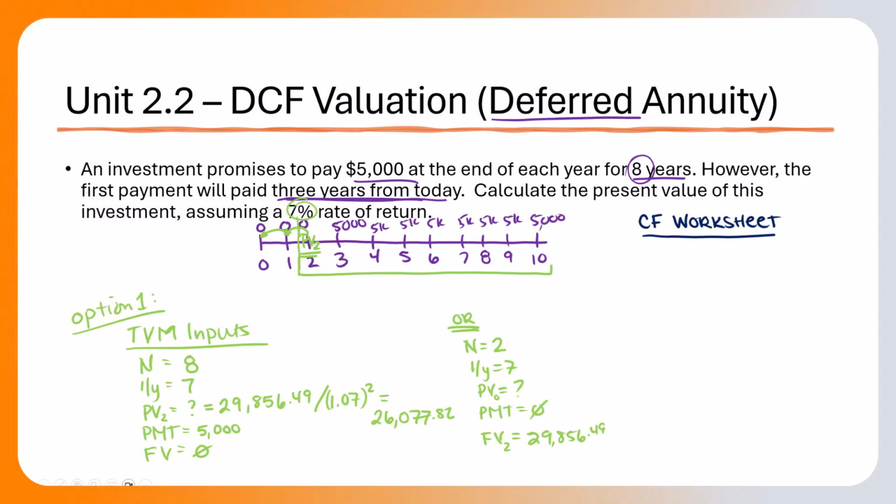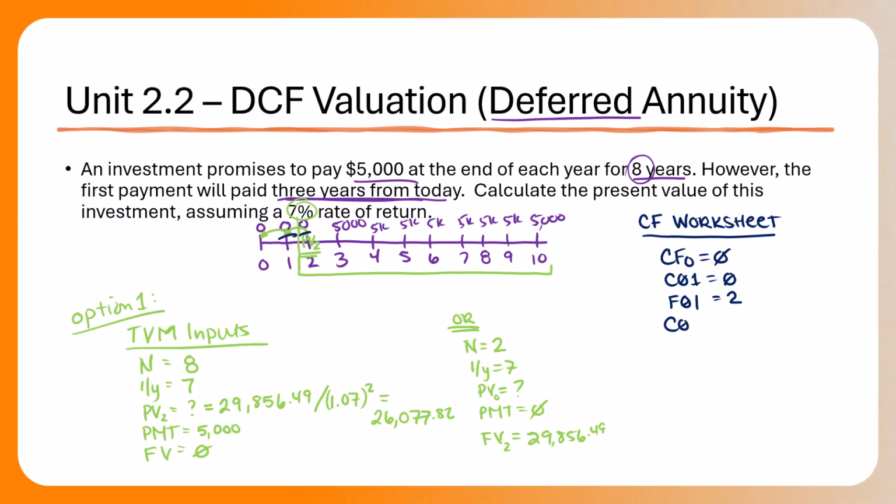And we're just trying to find the present value. In the cash flow worksheet, what we would do is say the cash flow at time 0 is 0, the cash flow at 1 is 0, but it repeats 2 times. Oops, that should say frequency 1. Frequency 1 is going to repeat 2 times. That's because there's 2 zeros there on the timeline.